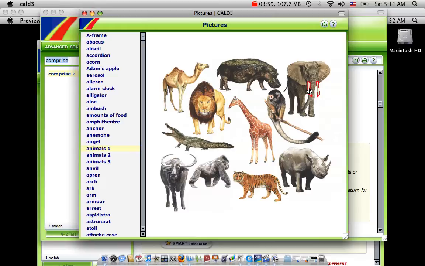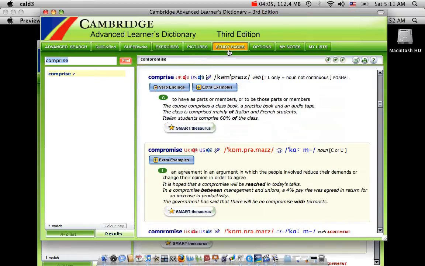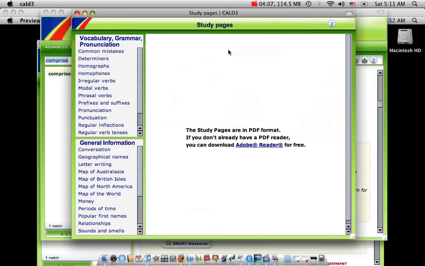Again, some of the pictures are colored pictures, but the others are in black and white. The next section is study pages. This is my favorite. There are some of the rules in English. I think we always have to look them up when we need them, because it's easy for us to forget some of them. I think this section will help us to actually remember some of the rules, right? So let's say modal verbs.